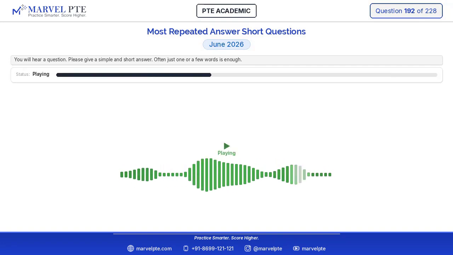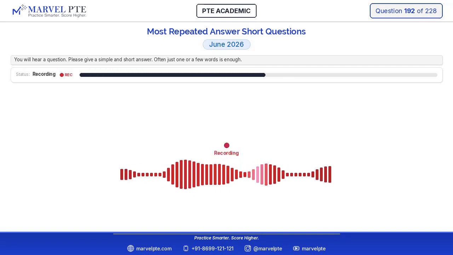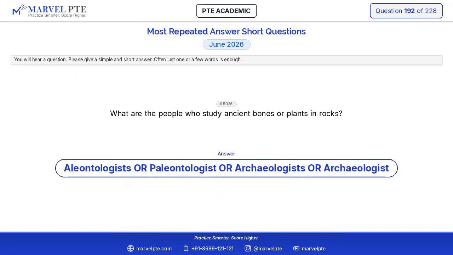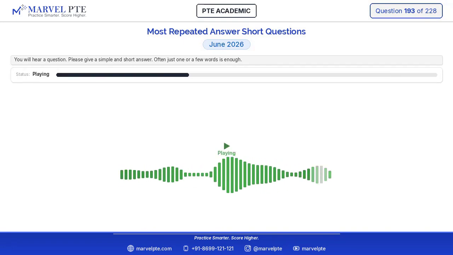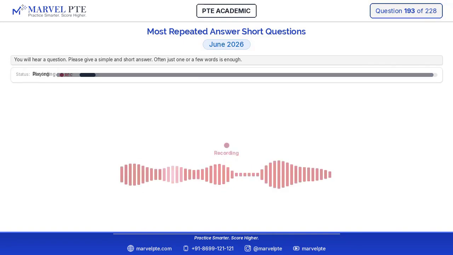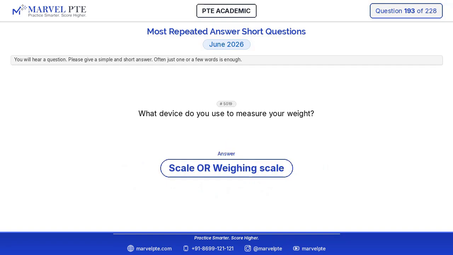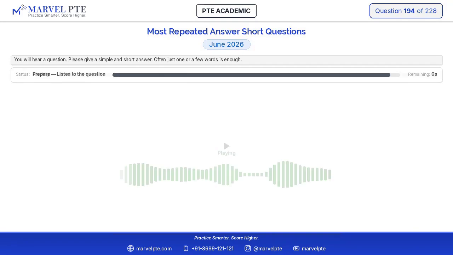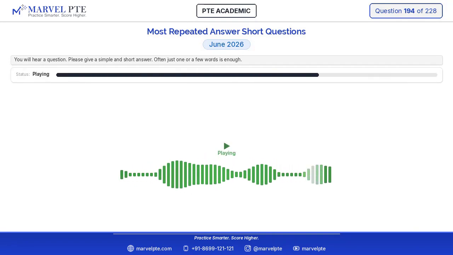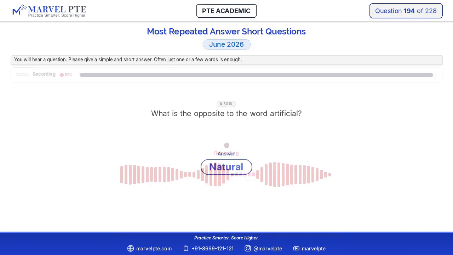What are the people who study ancient bones or plants in rocks? Paleontologists. What device do you use to measure your weight? Scale. Weighing scale. What is the opposite to the word artificial? Natural.